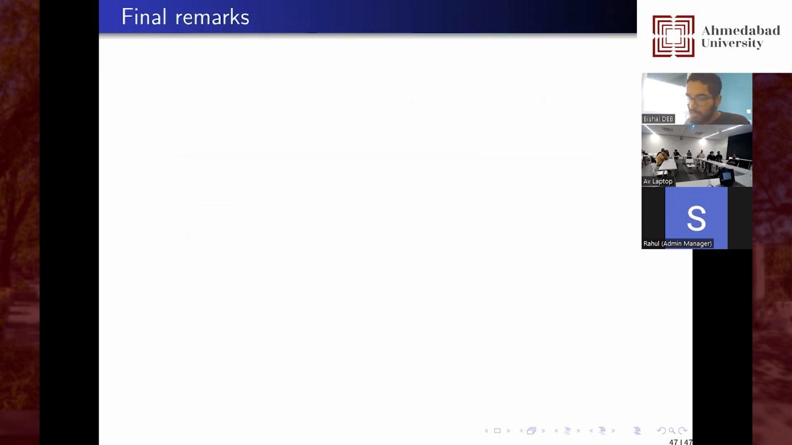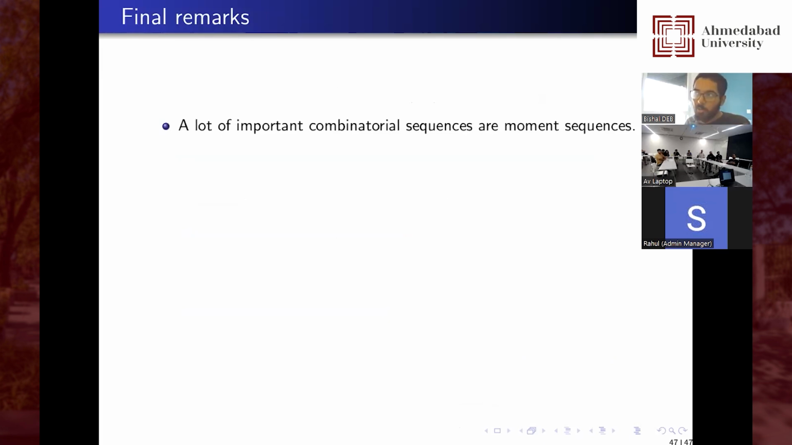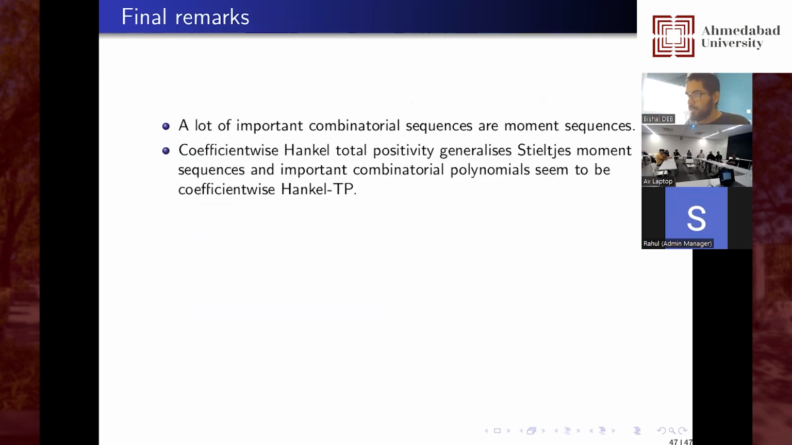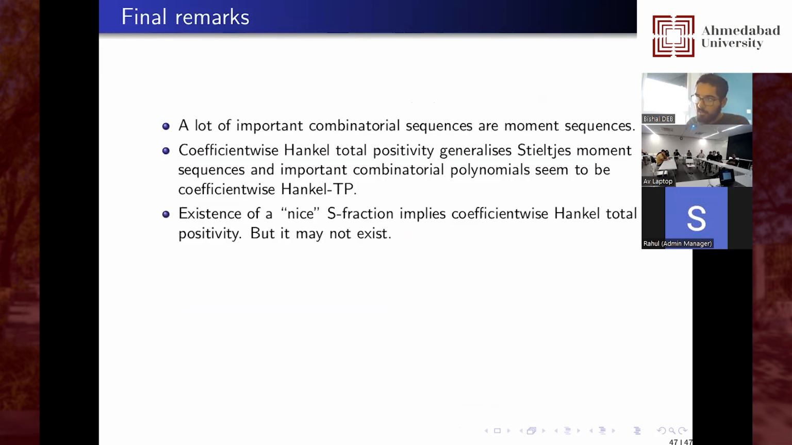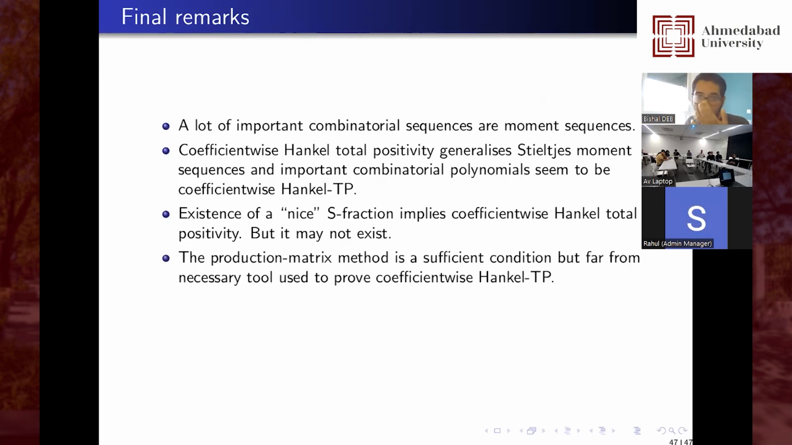Perhaps with this, I will end with some final remarks. I know I have gone slightly over time. A lot of important combinatorial sequences seem to be moment sequences. Coefficient-wise Hankel total positivity generalizes the notion of Stieltjes moment sequences, and important combinatorial polynomials seem to be coefficient-wise Hankel totally positive. Existence of a nice Stieltjes type continued fraction implies that the sequence is coefficient-wise totally positive, but it may not exist. The production matrix method is a very powerful tool, but it's only a sufficient condition. It's far from necessary at the moment.